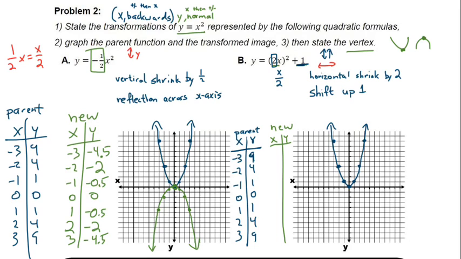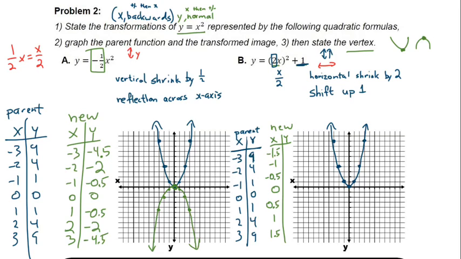Alright, the new one. Remember, we're dividing all of our x's by 2. So negative 3 divided by 2 is negative 1.5. Negative 2 divided by 2 is negative 1. Negative 1 divided by 2 is negative 0.5. 0 divided by 2 is still 0. 1 divided by 2 is 0.5. 2 divided by 2 is 1. And 3 divided by 2 is 1.5.